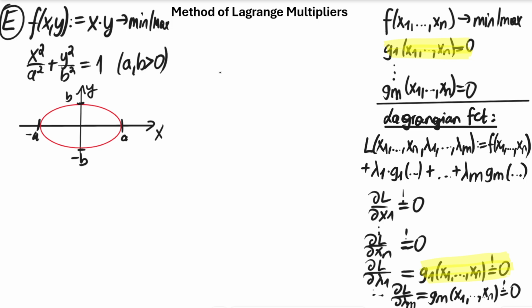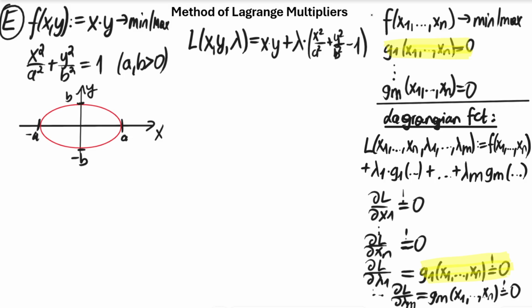This means our Lagrangian function L depends on x, y, and in addition on only one parameter, lambda. And the Lagrangian is the function itself, x times y, plus lambda times the constraint. So the equation of the ellipse, but equated to 0, so minus 1 here.